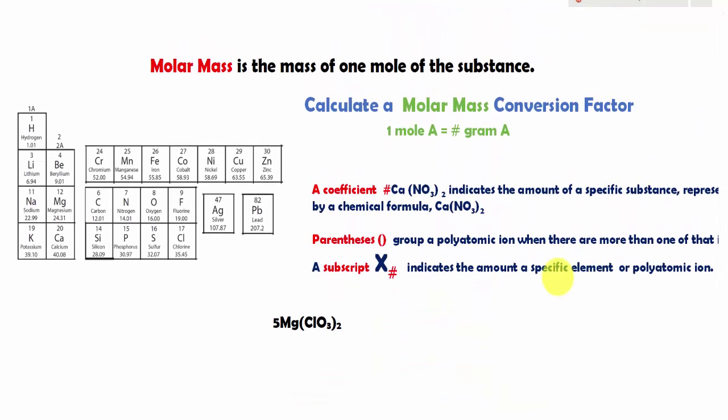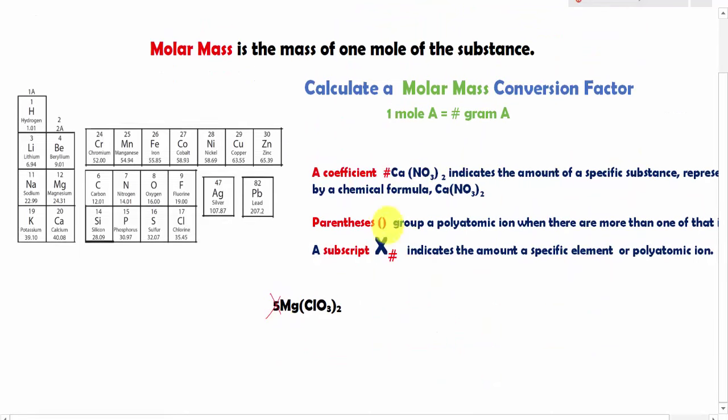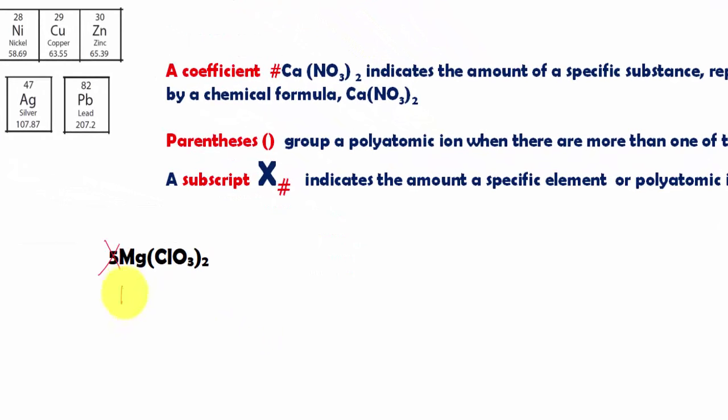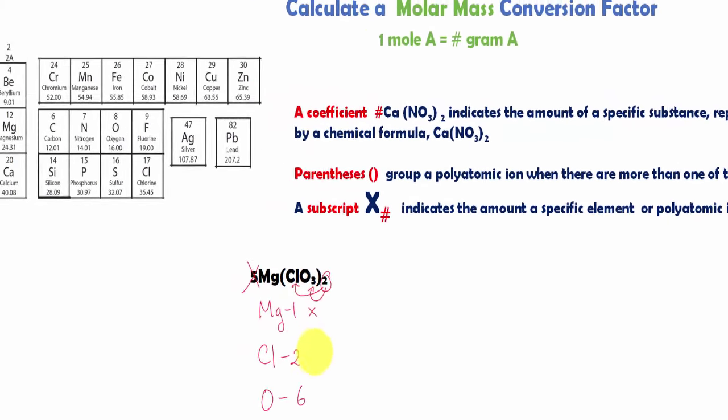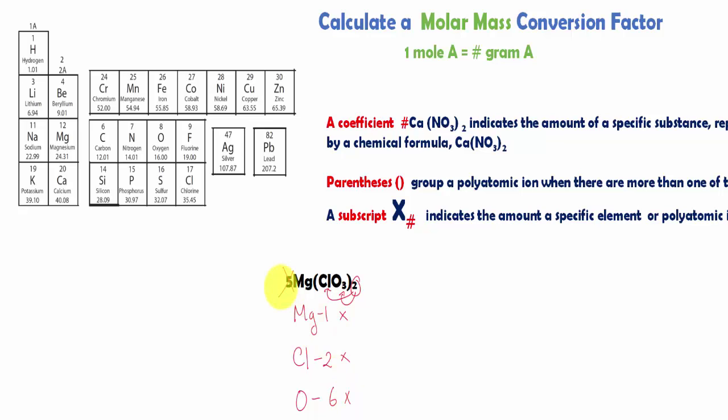Let's try another one. Again, we can ignore the coefficient. In this case, we have Mg, which is just 1. Then Cl, in this case, because of that 2 right there, indicates 2 of Cl, so we have 2 Cl. But what about the O? The oxygen, 2 of 3, gives us 6 oxygen. Now let's go find the total mass for each element. Mg, 24.31. Chlorine, 35.45. Oxygen, 16.0.